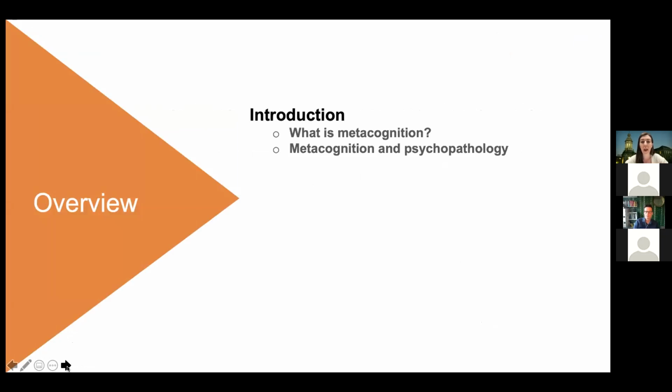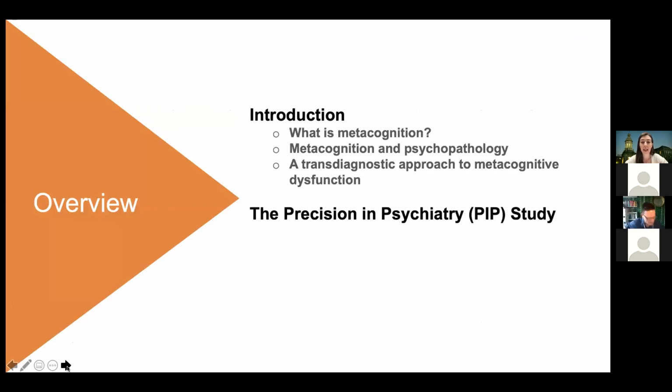So as an overview of what I'll be talking about today, I'll firstly introduce the topic of metacognition, evidence for metacognitive associations with psychopathology, and how to utilize a transdiagnostic approach to metacognitive dysfunction. I'll then lead into the precision in psychiatry study, and I'll just run through the aims of that study, our methods, results, and some preliminary conclusions.